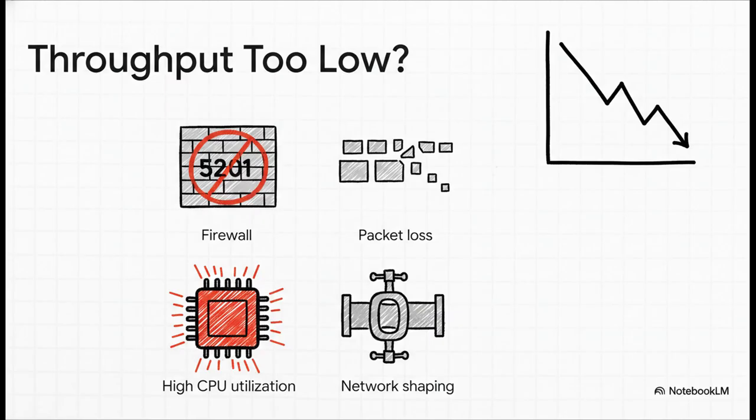So what happens when your test results are, well, disappointing? You've found that gap. Now comes the fun part, troubleshooting. And here's a fantastic checklist of the usual suspects. One of the most common issues is a firewall blocking that test port, 5201. But it could also be packet loss somewhere. Or maybe the CPU on one of the computers is maxed out, or even some network gear that's deliberately slowing you down. Having a system like this is absolutely key.